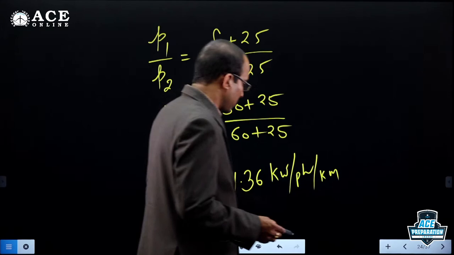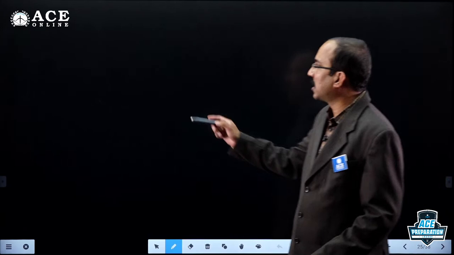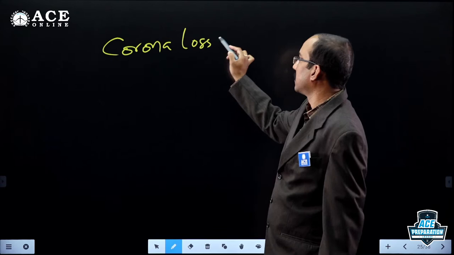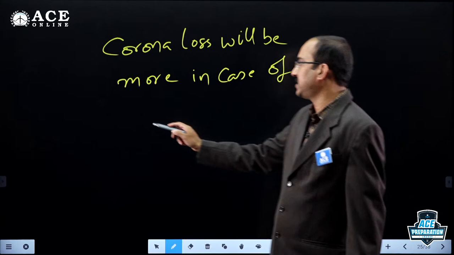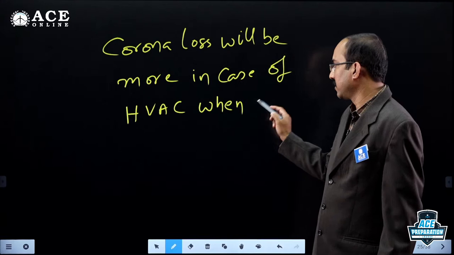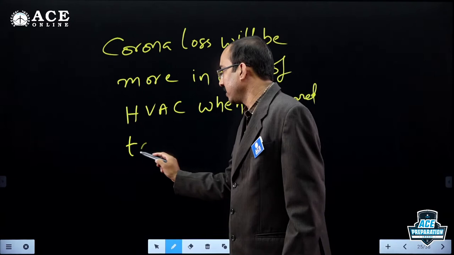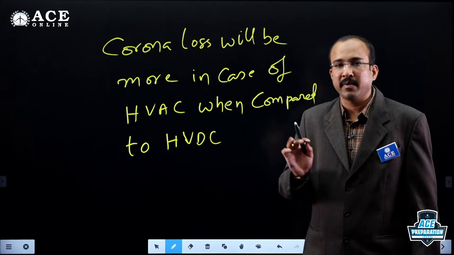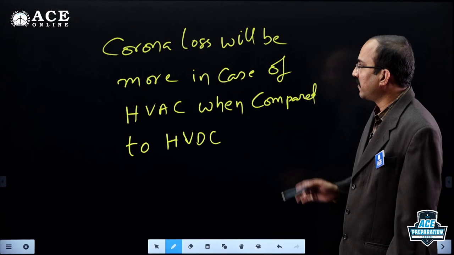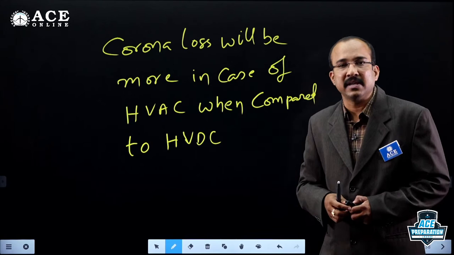So, corona loss will be more in case of HVAC, high voltage AC, when compared to HVDC. When you are comparing HVAC and HVDC, corona loss will be more in case of HVAC when compared to HVDC line. That you need to observe clearly. A very important objective type question can be asked: when will the corona loss be more, in AC or DC? In AC system, the corona loss will be more.